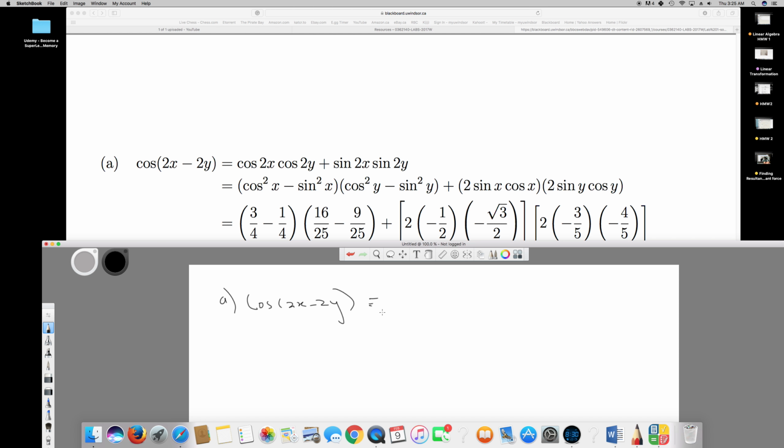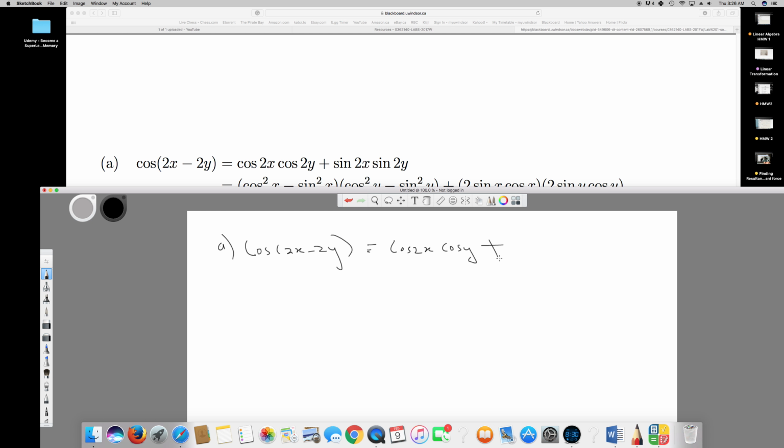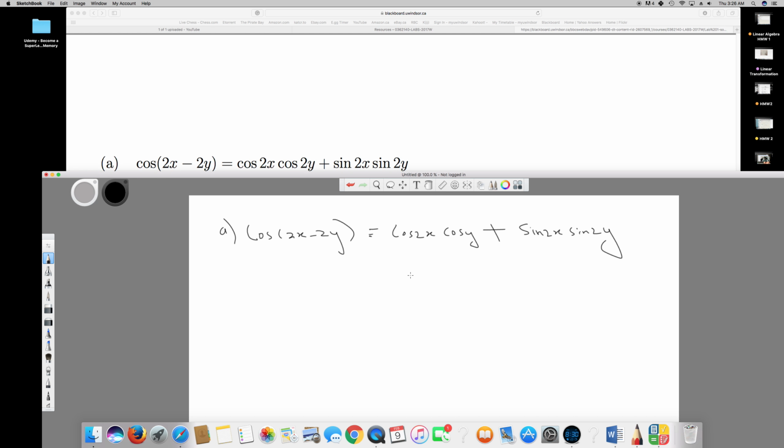According to the trigonometric ratio, I can expand this into cos 2x cos 2y plus sin 2x sin 2y. So for cos 2x, cos 2x is equal to cos square x minus sin square x. So I have to put that cos square x minus sin square x, and cos square y minus sin square y.